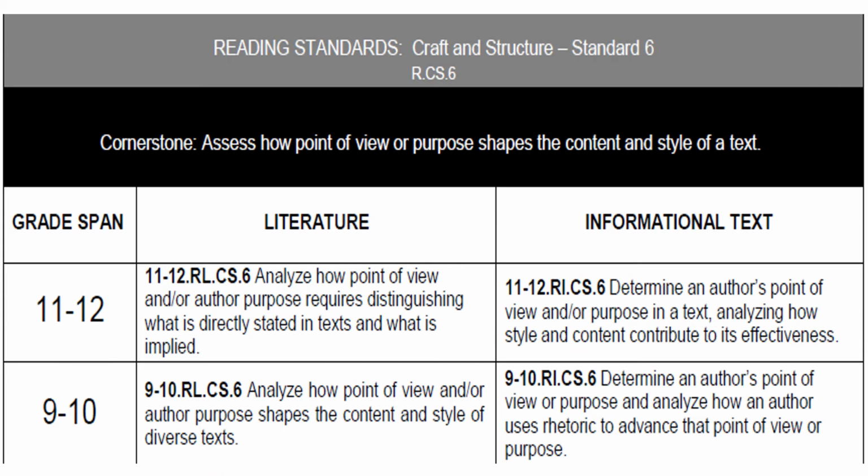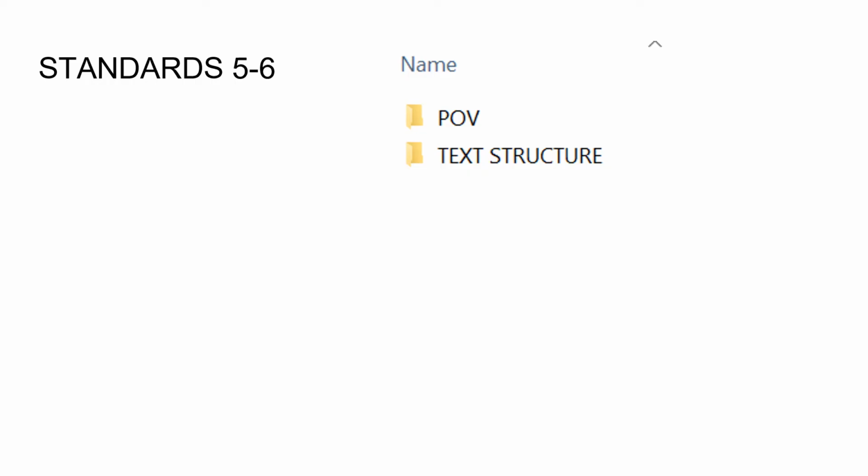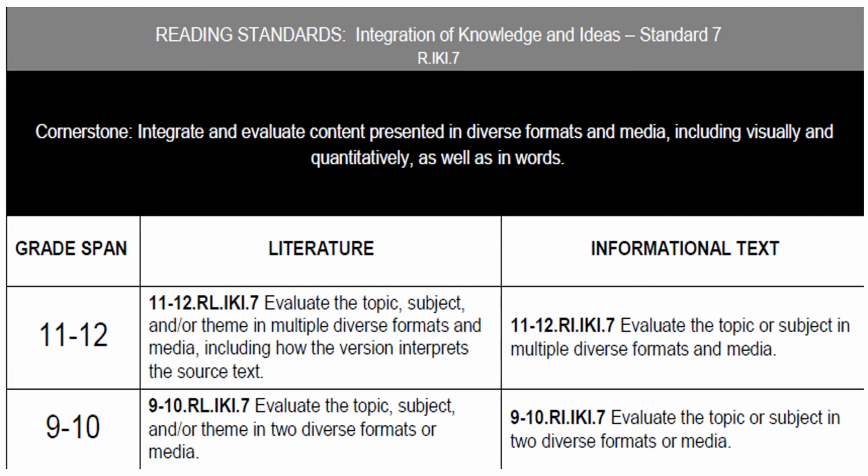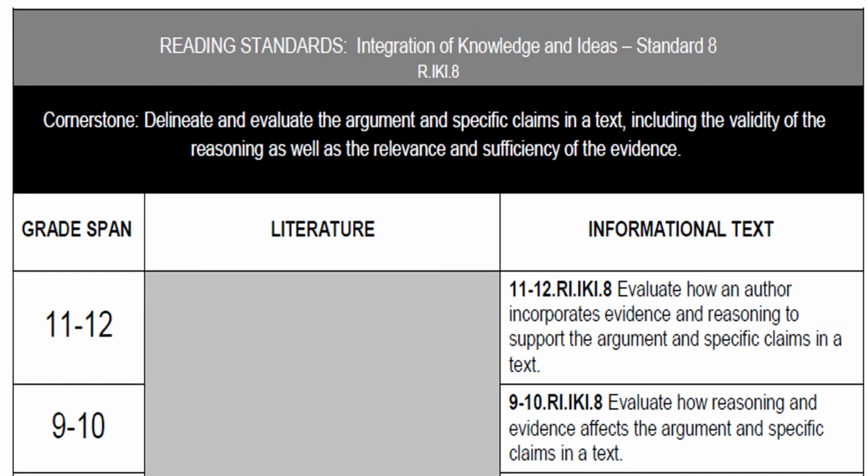Number 6, analyze how a point of view or a purpose requires distinguishing what is directly stated and what is implied. Know what they are saying by the written word and be able to figure out what they're saying by not really saying it. The clues. Point of view and text structure. We have all kinds of work over that for EOC and the ACT. Number 7, evaluate the topic, subject, or theme in multiple diverse formats and media. Evaluate how an author incorporates evidence and reasoning to support the claim. That is pretty straightforward. So-and-so said this, and they used this evidence to prove it.